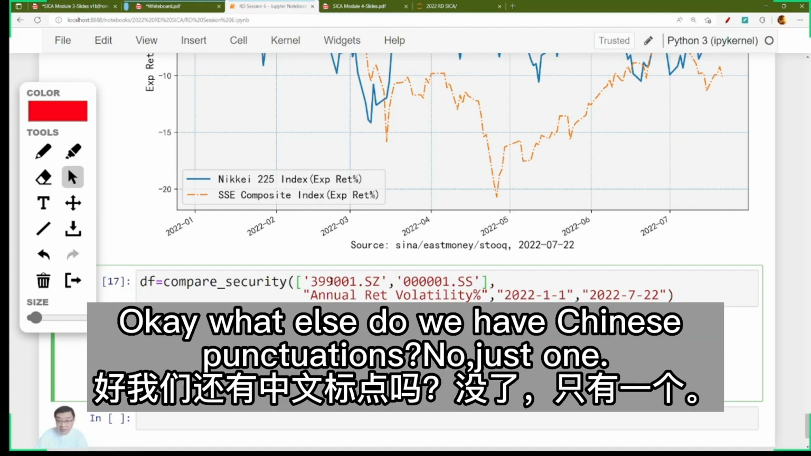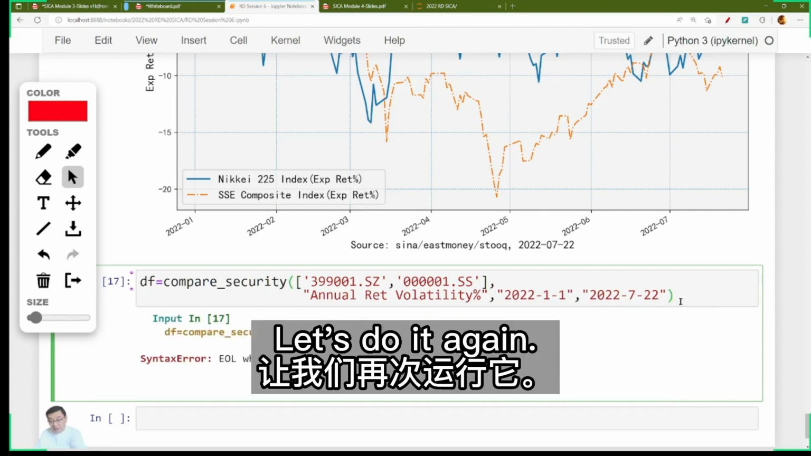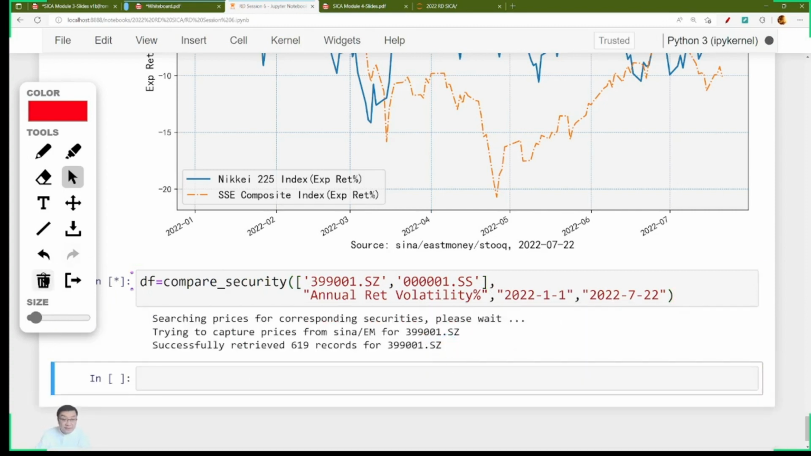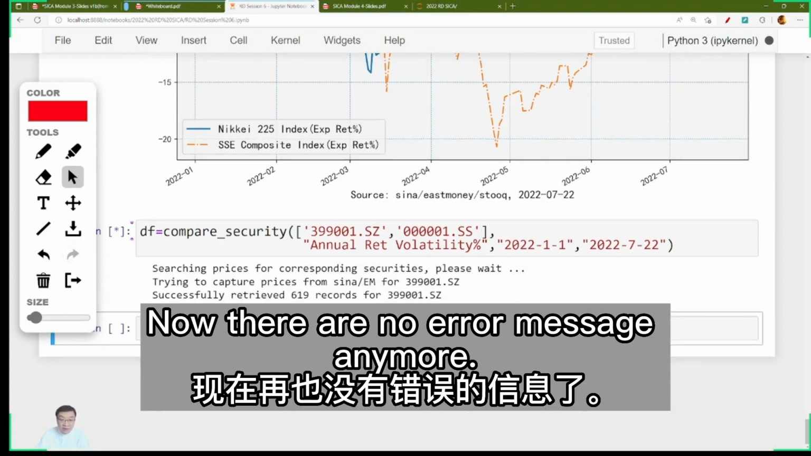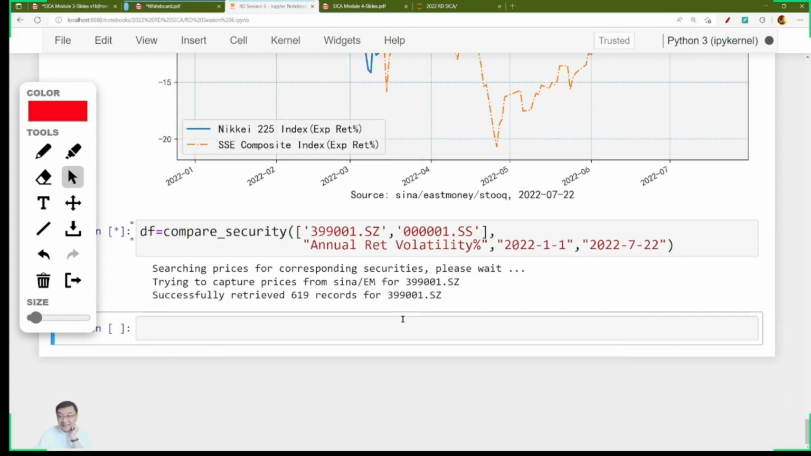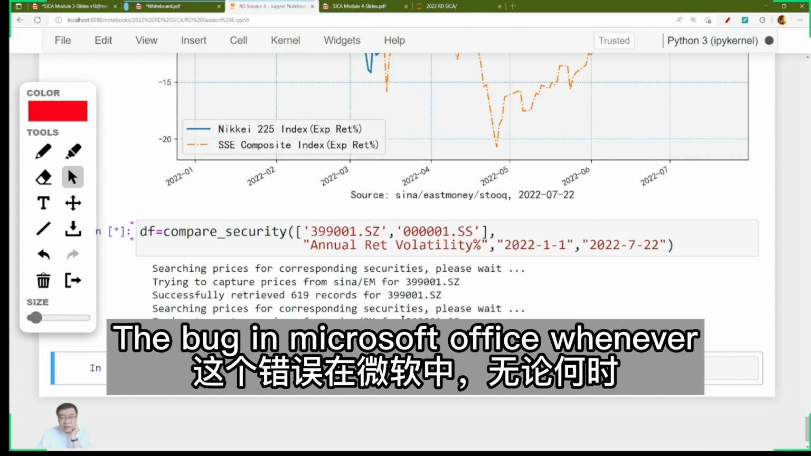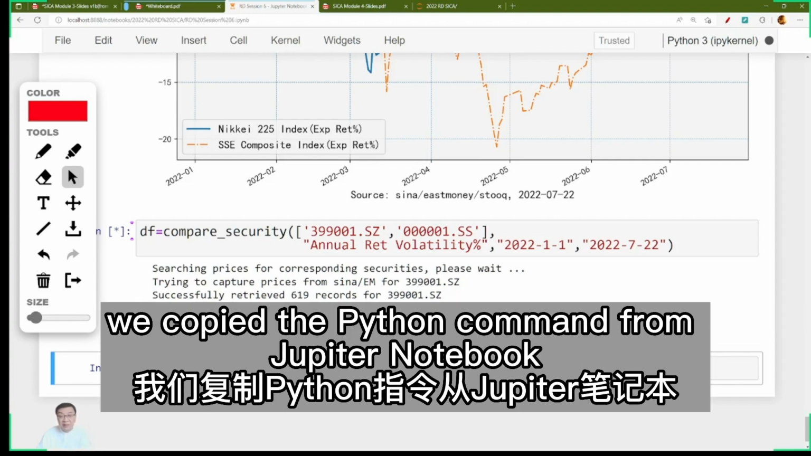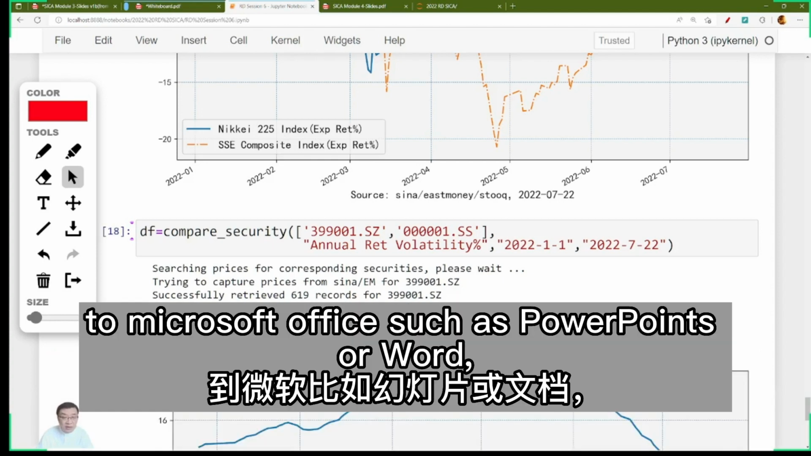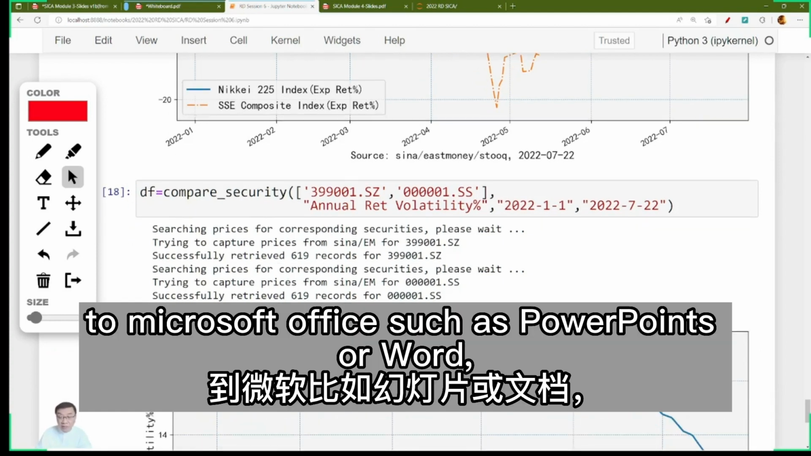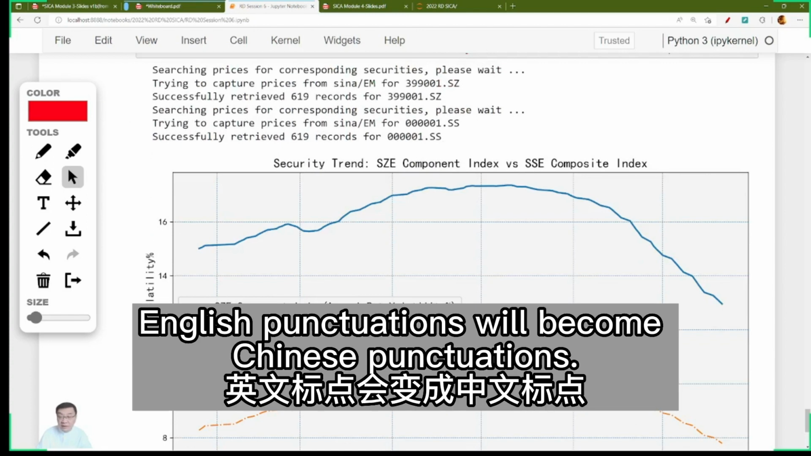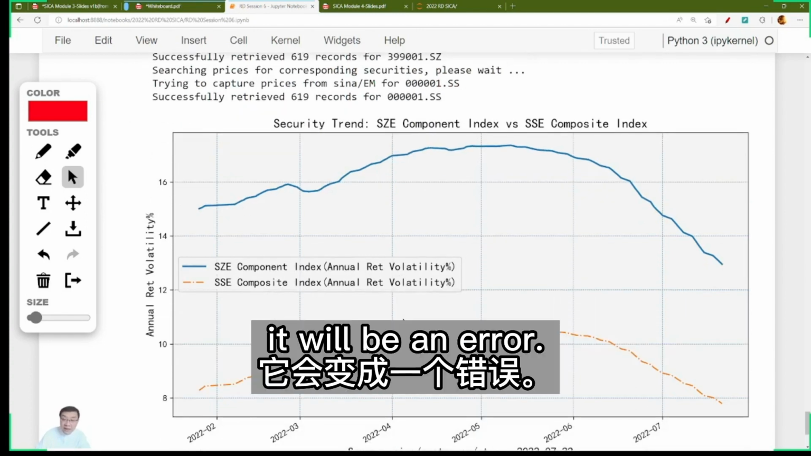Okay, what else do we have? Chinese punctuations? No, just one. Let's do it again. Now there is no error message anymore. So using Chinese punctuations, I think it's a bug in Microsoft Office. Whenever we copy the Python command from Jupyter Notebook to Microsoft Office, such as PowerPoint or Word, some of the English punctuations will become Chinese punctuations. So whenever we copy back, it will be an error.